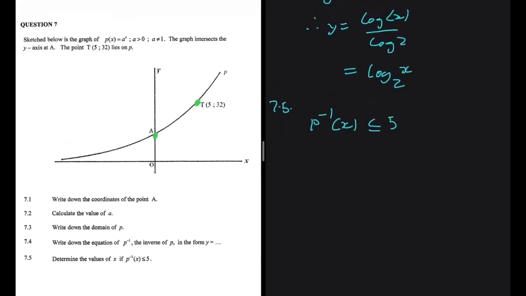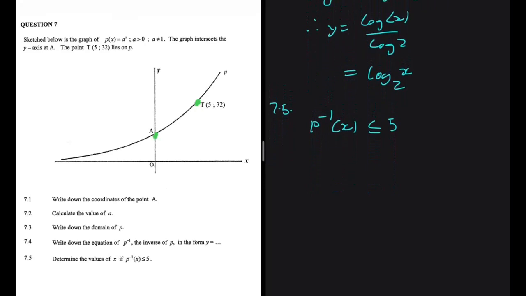It's what we just calculated in 7.4. So we have log of x base 2 being less than or equal to 5. So let's go ahead and solve this. If we do that, we're going to get x being less than or equal to 2 to the power of 5. We've already established above that this is equal to 32, and then just like that, we have the values of x for which p inverse of x is less than or equal to 5.